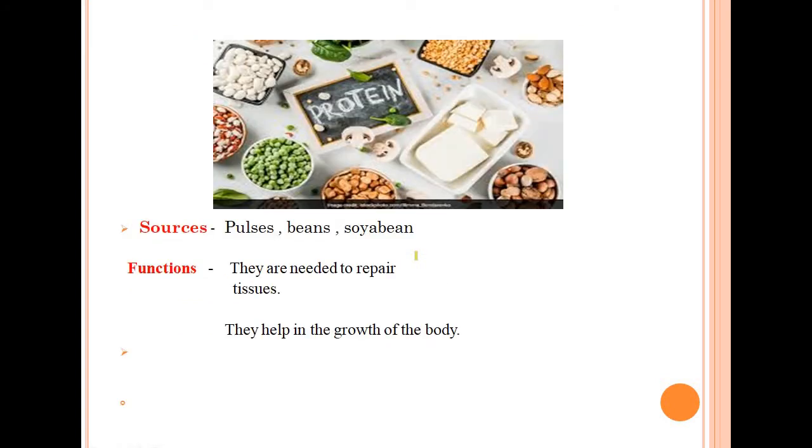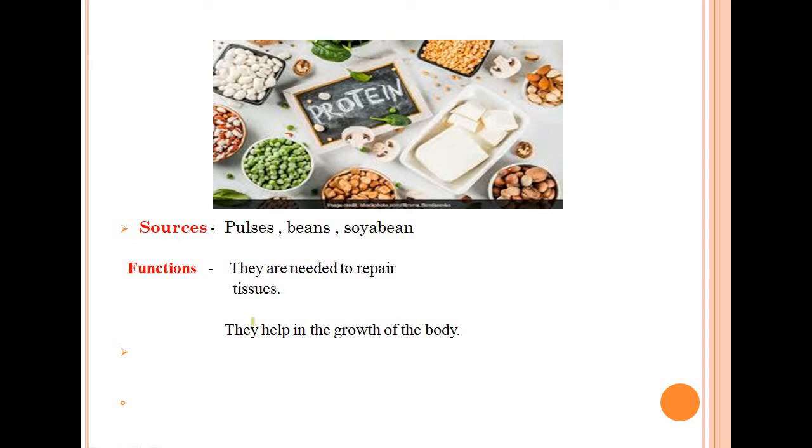So now the next macronutrient, we will talk about the protein. What are the sources of proteins? Pulses, beans, soya beans. Other examples are also there: peas, lentils, etc. So what are the functions of the protein?